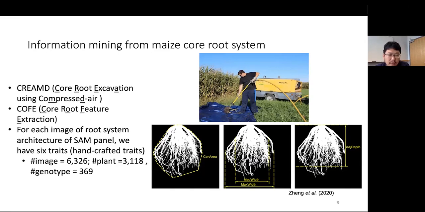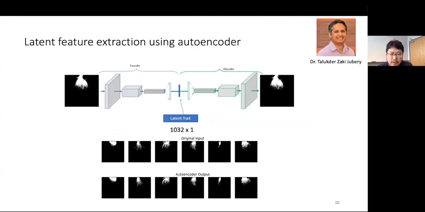So with the same panel we used in 2020, we excavated more than 3,000 plants from this panel, and we took photos. We have more than 6,000 2D images of the root system. So with these 2D images as input, our collaborator, Dr. Zaki Jubri, trained an unsupervised deep learning framework called an autoencoder.